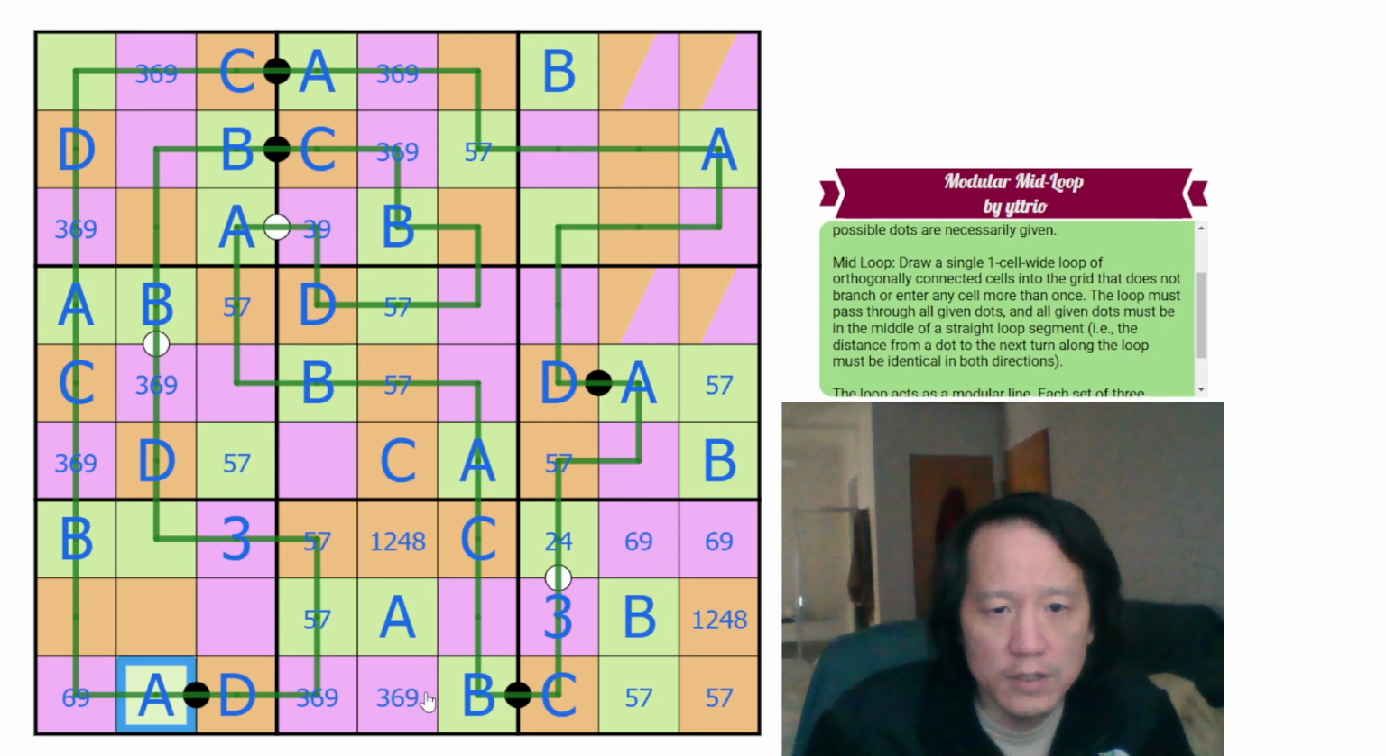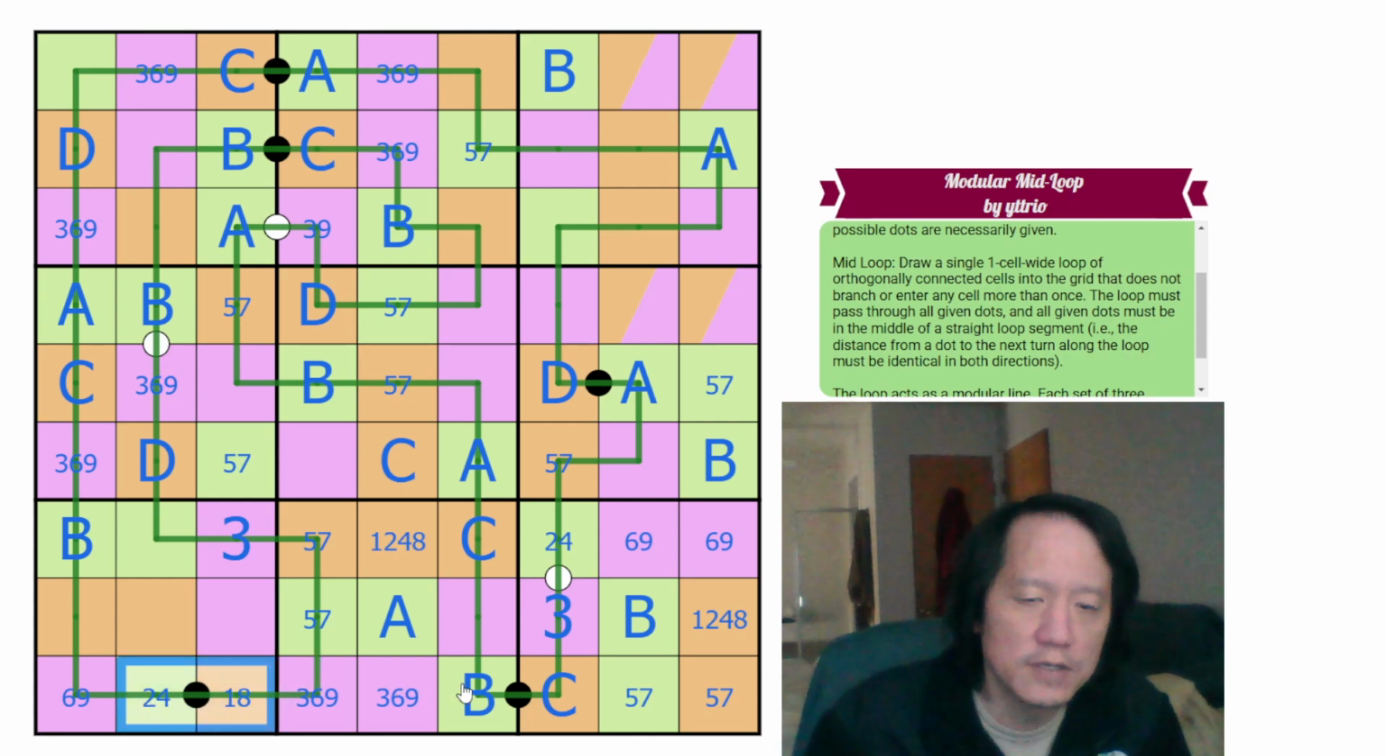So A is either 2 or 4. Right? A is either 2 or 4, which means D specifically has to be 1 or 8, then. So D has to be 1 or 8, because we know this is 1, 2, or it's 4, 8. And in that case, B cannot be 2 or 4.